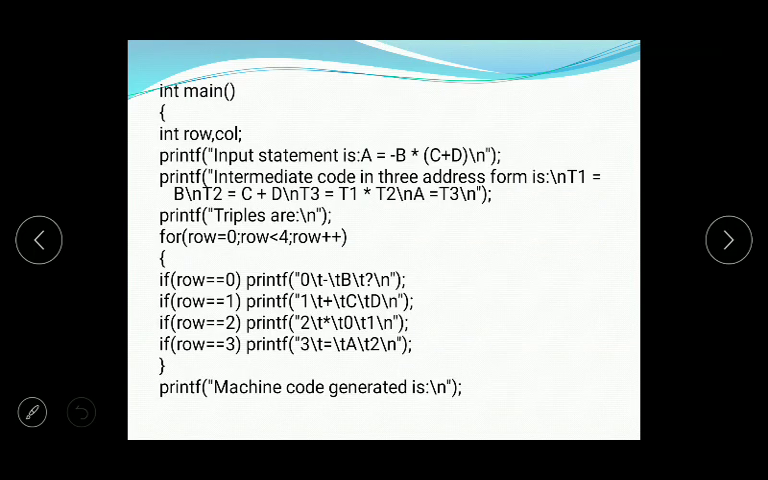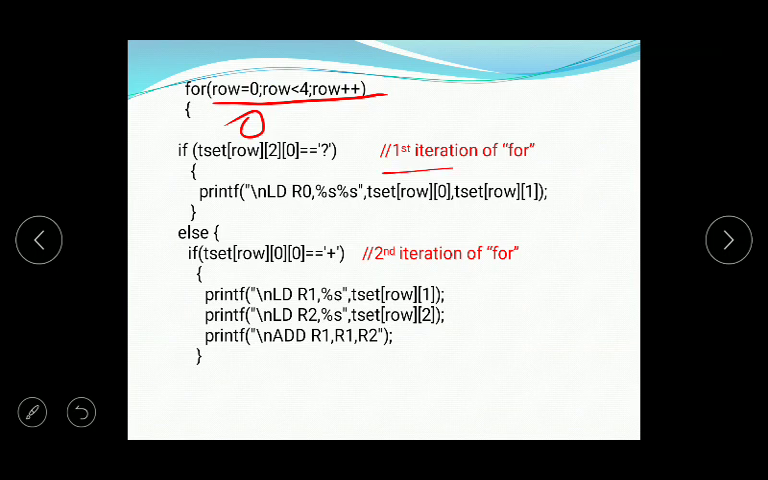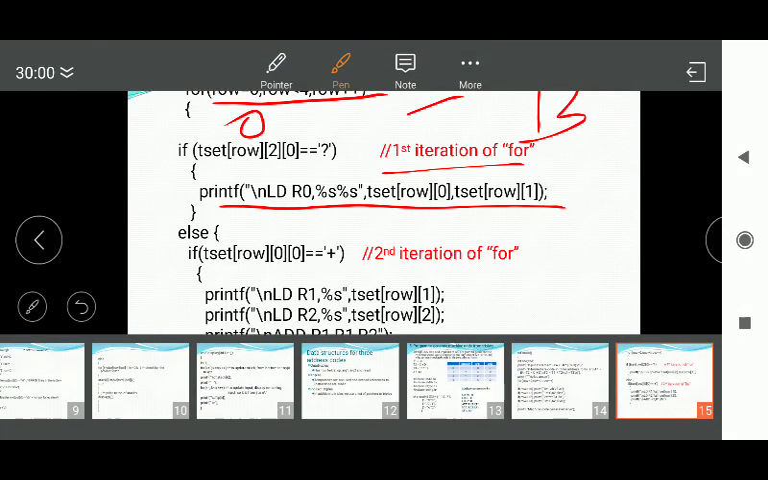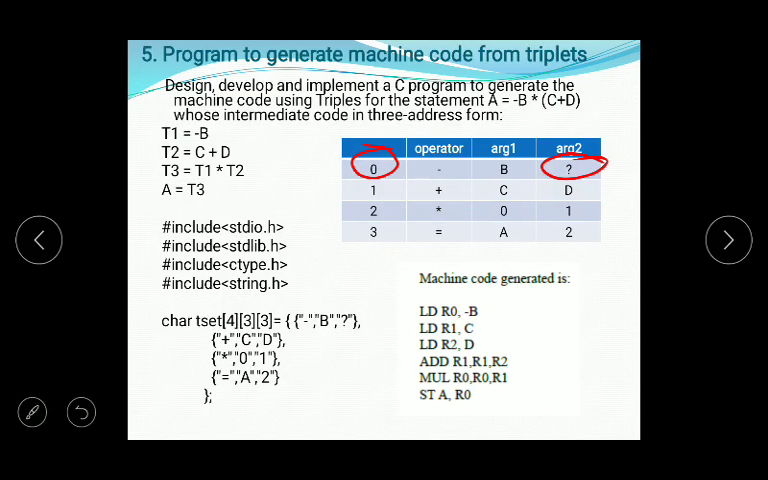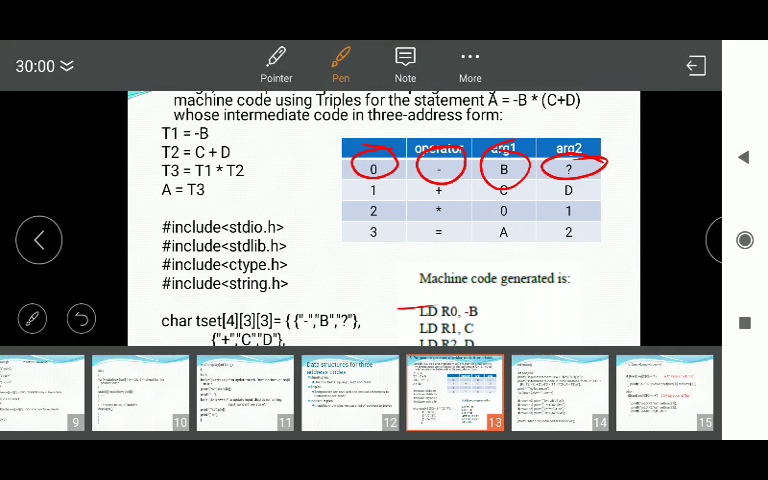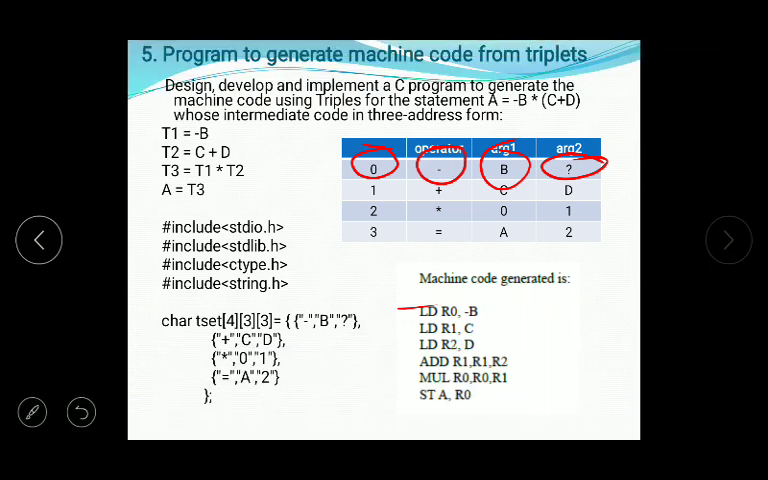If that is the case, then what to do? For the first iteration, when this if executes, what to do? Printf statement, load R0 with minus b, isn't it? So minus means row 0 column 0, and b means row 0 column 1. See, 0th row, 0th column we have minus and first column we have b. So that's it. First line is completed. Load R0 comma b is completed. Now what happens?